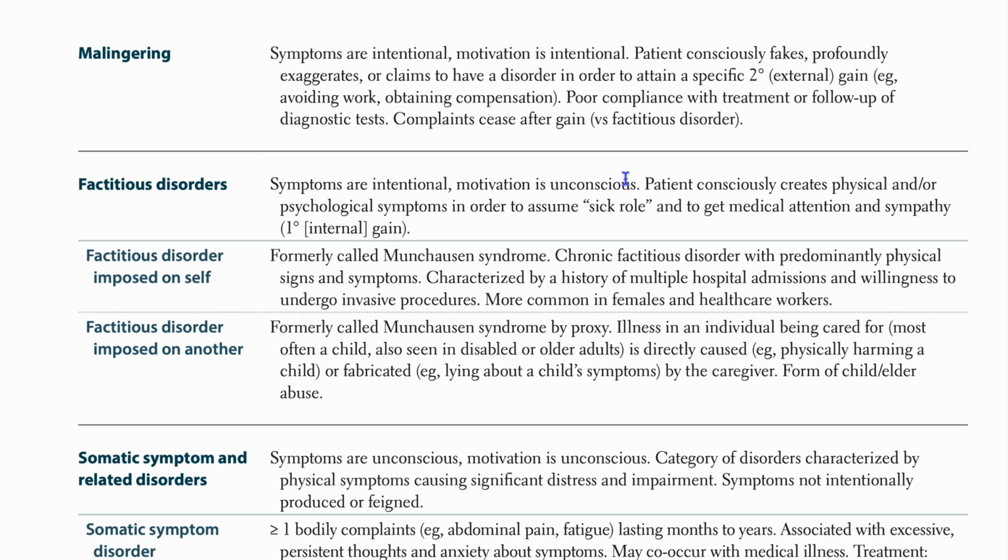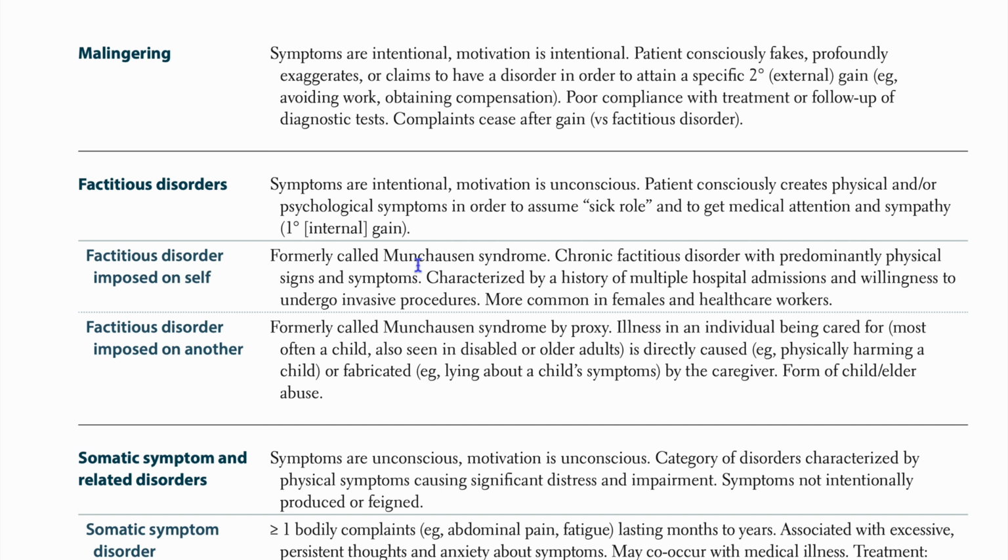So there are two types of fictitious disorder: imposed on self and imposed on another, also known as Munchausen syndrome by proxy. Fictitious disorder imposed on self was formerly called Munchausen syndrome. It's a chronic fictitious disorder with predominantly physical signs and symptoms, characterized by a history of multiple hospital admissions and willingness to undergo invasive procedures, more common in females and healthcare workers.